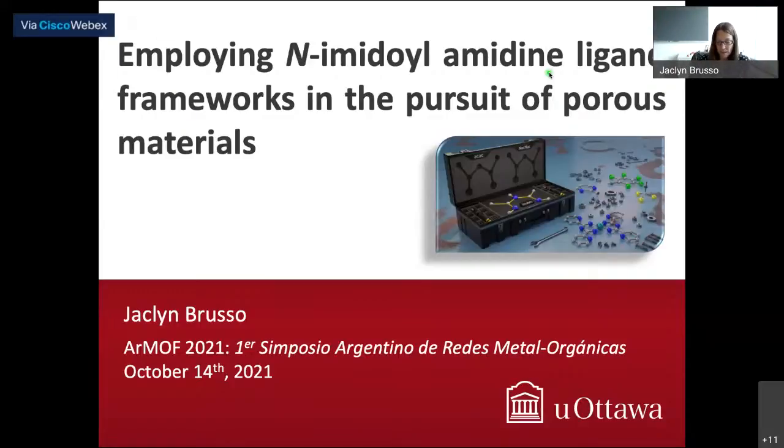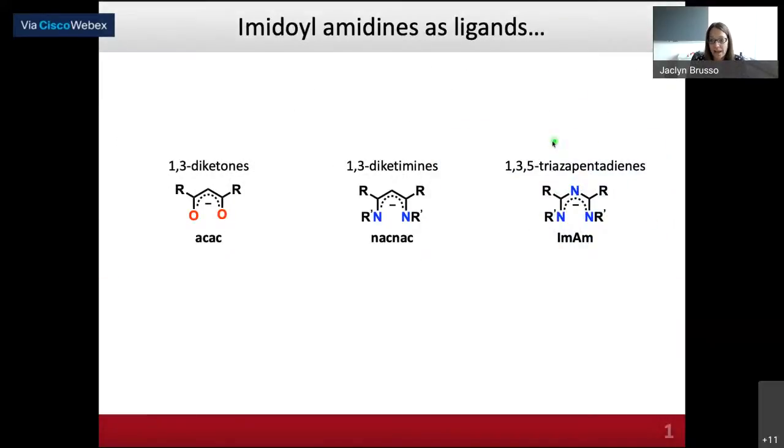coordination networks. Now, when I talk about imidoyl amidines, they're not a very common ligand that's used, which is perhaps surprising when you look at the framework. Shown here on the right-hand side of the screen is the imidoyl amidine, and comparing it with the isoelectronic series of NACNAC and ACAC, with ACAC and NACNAC being quite ubiquitous in coordination chemistry, it seems surprising that these imidoyl amidines have not yet been explored.